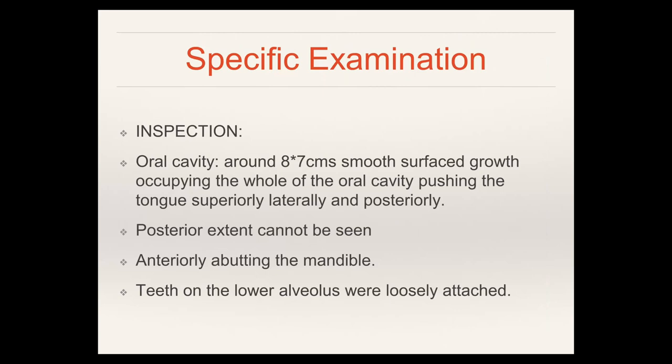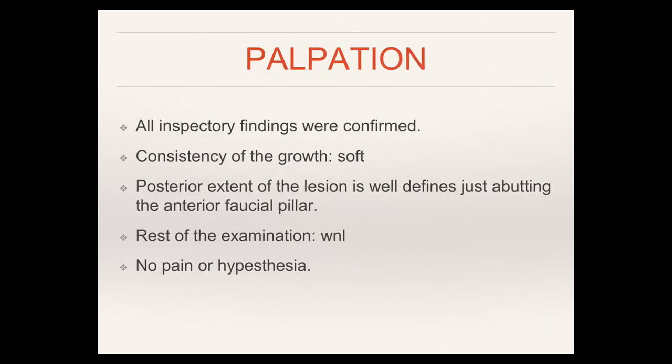Anteriorly abutting the mandible. Teeth on the lower alveolus were loosely attached. On palpation, all inspected findings were confirmed. Consistency of the growth was soft. Posterior extent of the lesion is well defined, just abutting the anterior faucial pillars. Rest of the examination within normal, no pain or hypoesthesia.